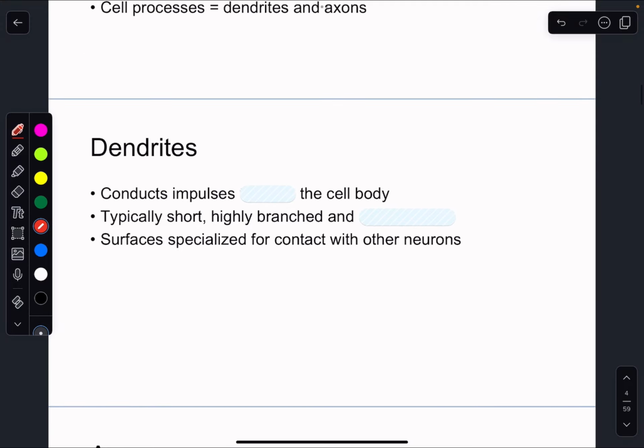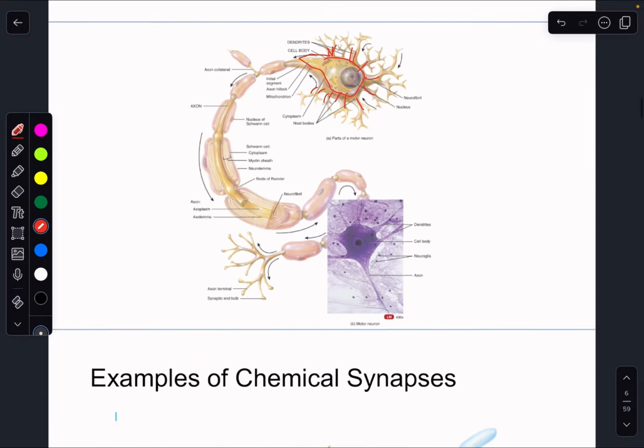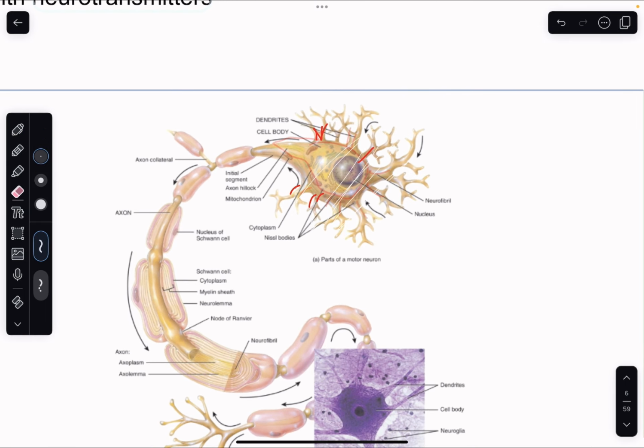So dendrites. The dendrites conduct impulses towards the cell body. They are typically short, highly branched and unmyelinated. Their surfaces are specialized for contact with other neurons. So right here is the cell body, and the things branching off the nerve cell body are the dendrites. And remember, they conduct impulses towards the cell body.